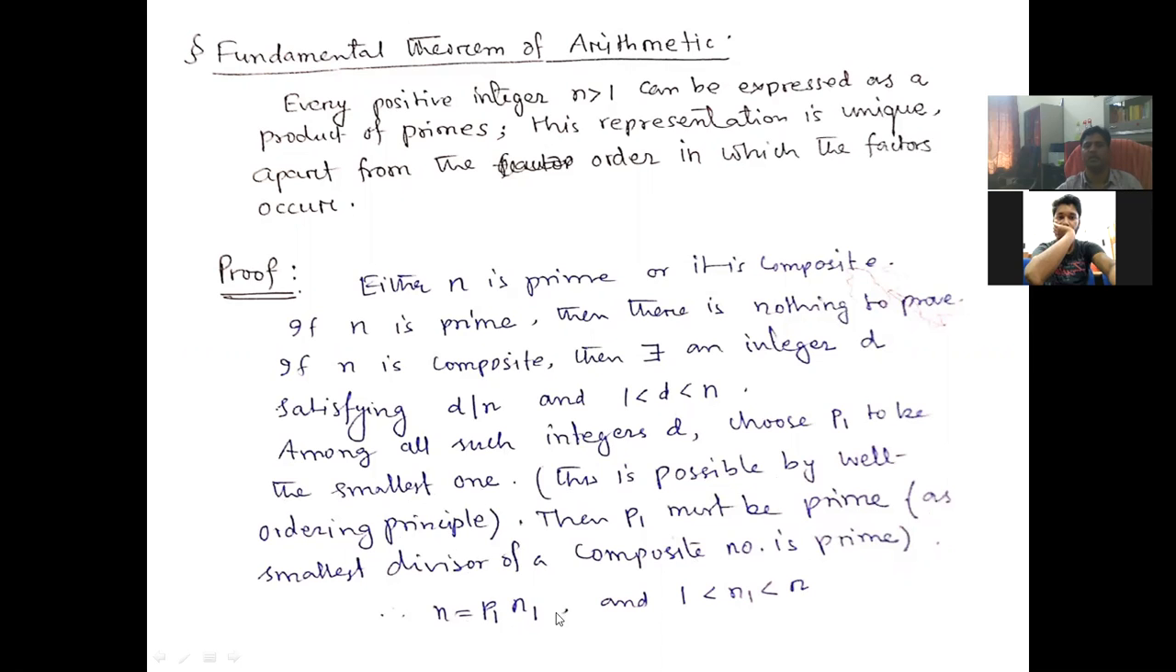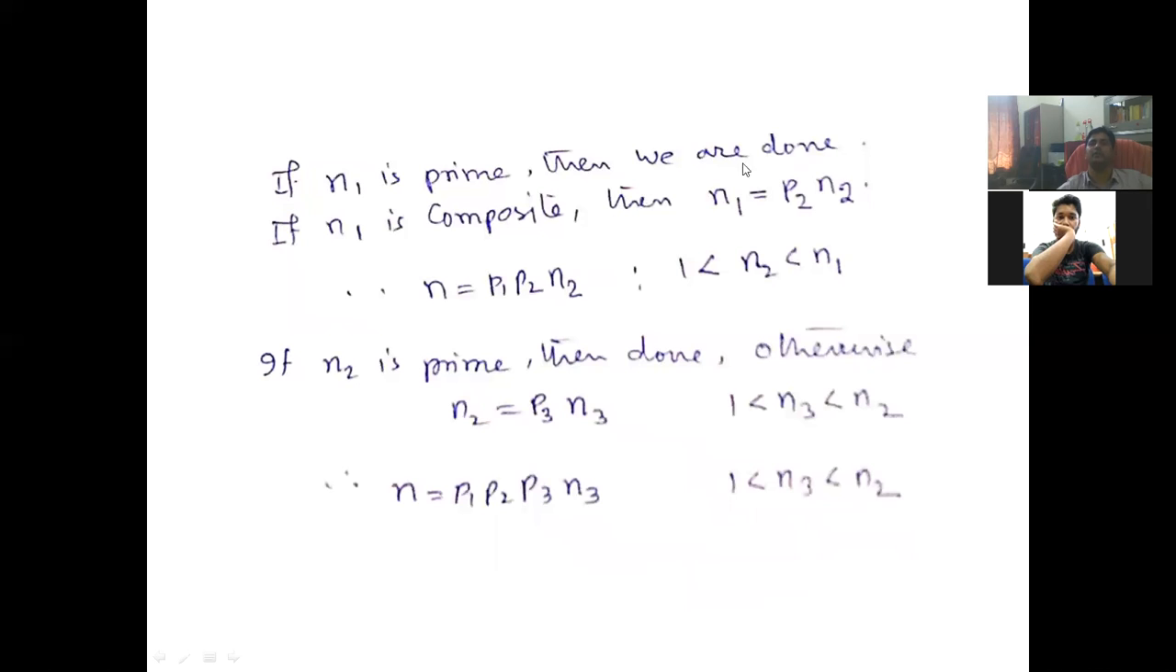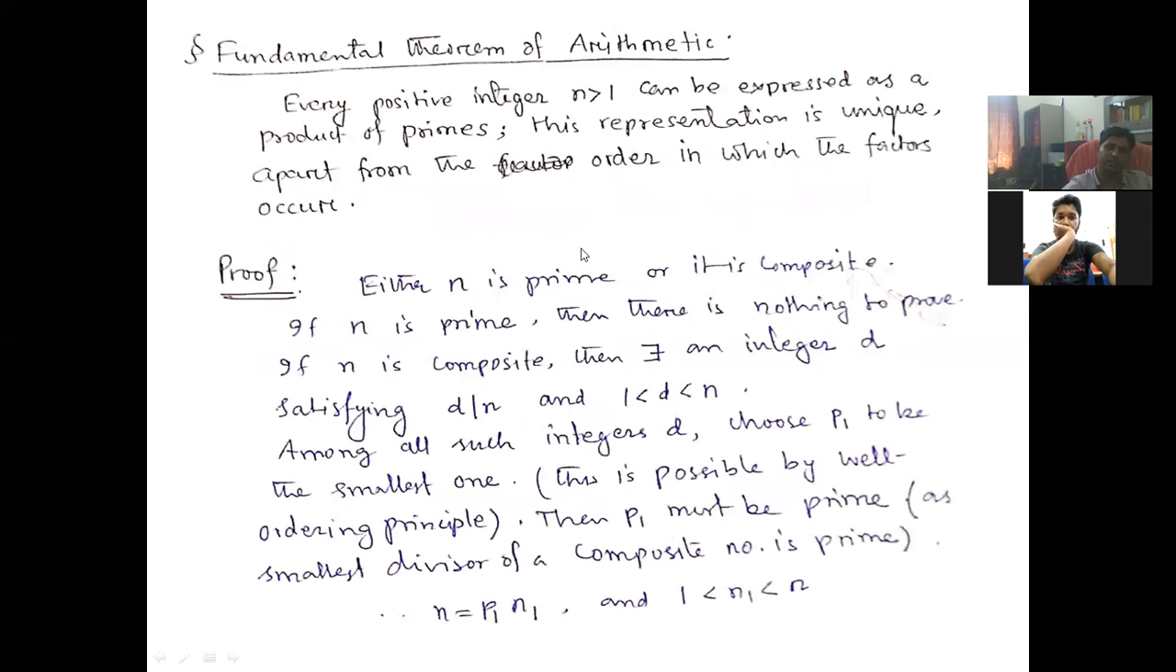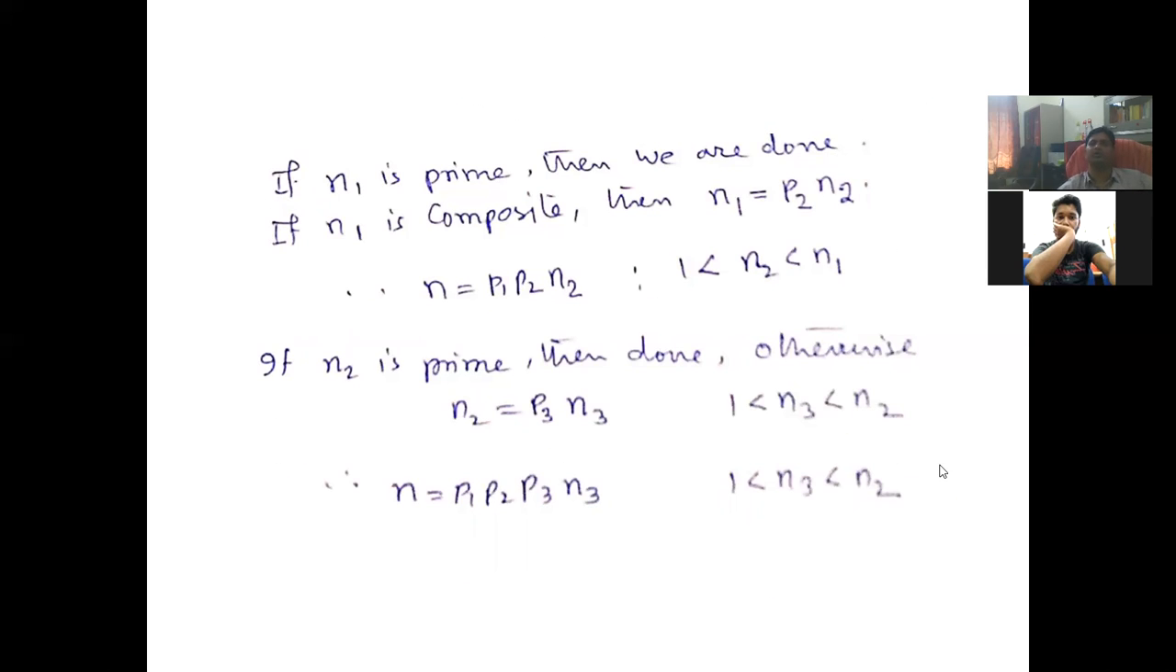So n equals p1 into some n1. Since p1 divides n, n equals p1 into n1, with 1 strictly less than n1 and n1 strictly less than n. Similarly, if n1 is prime, then we are done. How? p1 is prime, and if n1 is also prime, then n is a product of primes. So if n1 is prime, then we are done.